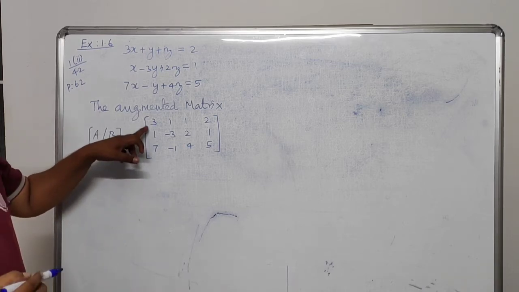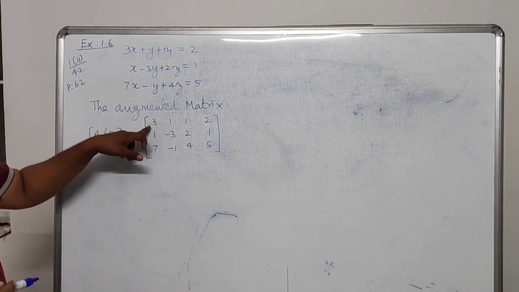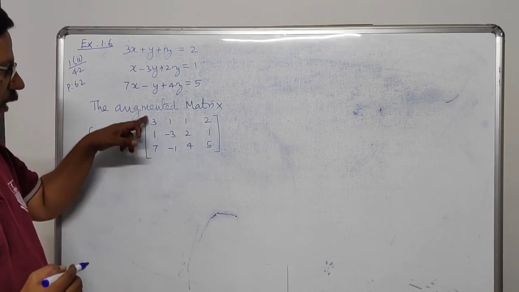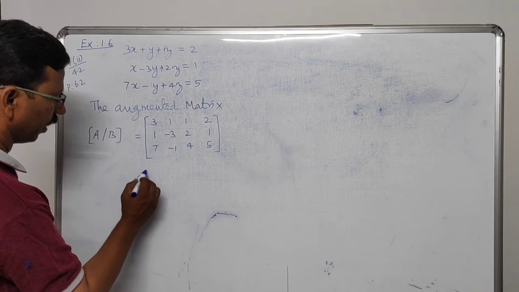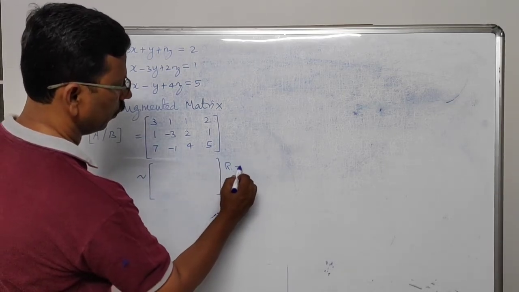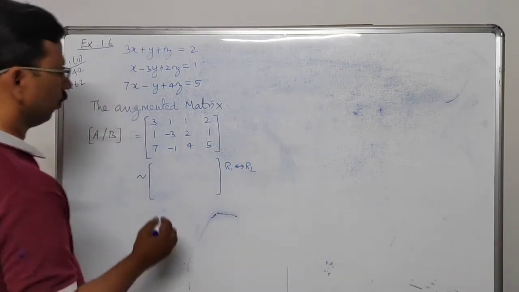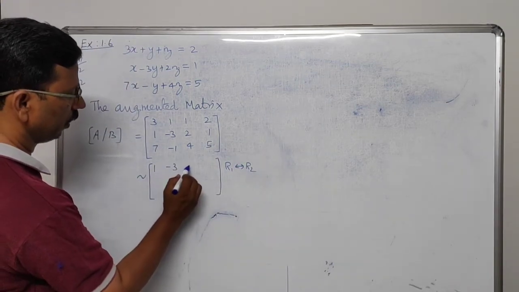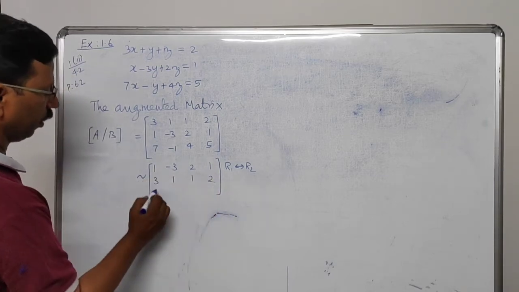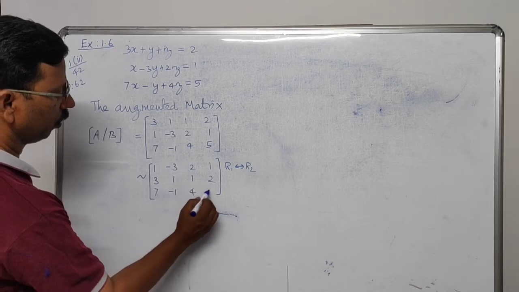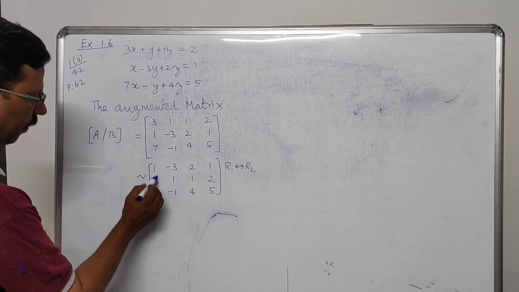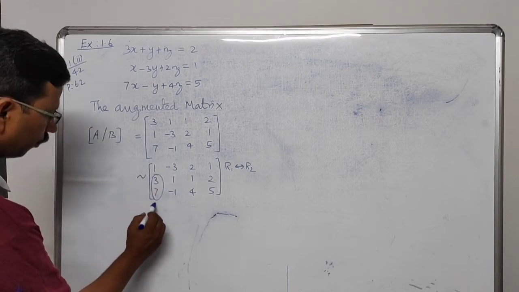Now, if you want to make the first element 1, here all the elements are not divisible by 3, therefore you can get 1 here, so it is better to interchange R1 and R2. We are interchanging R1 with R2. Therefore, we can write 1, minus 3, 2, 1. Then 3, 1, 1, 2. Then you can write 7, minus 1, 4, 5. Now, after this, under the first element, you have to make these two elements 0.